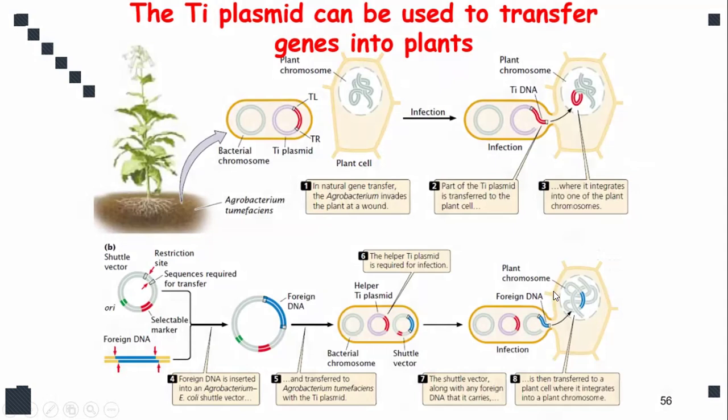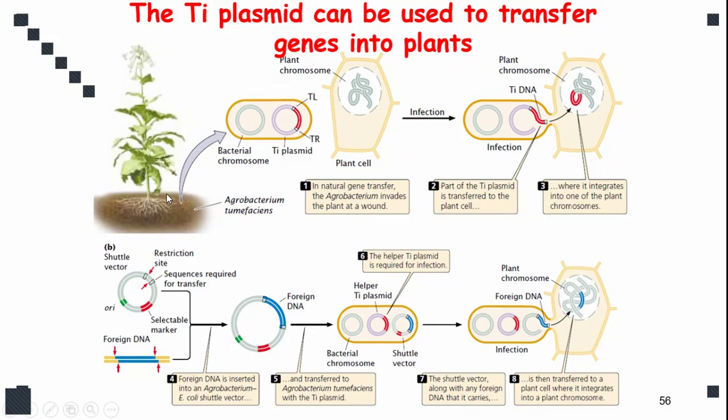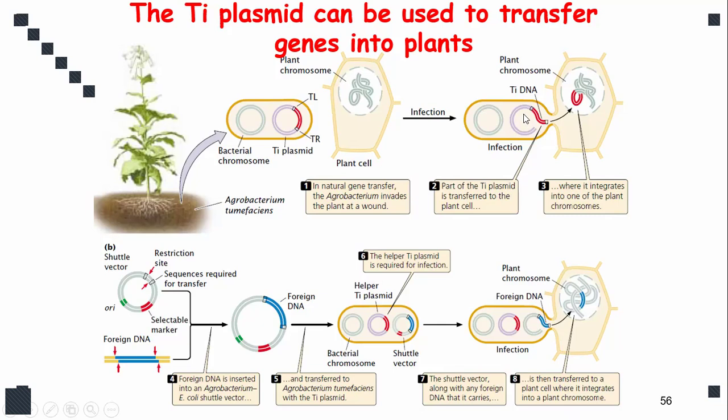So, the Ti plasmid can be used to transfer genes into plants. Essentially, the Ti plasmid is the most popular means by which DNA is vectored into plants. A typical example is captured for you in this cartoon. You have your plant growing, and then Agrobacterium tumefaciens in the soil can affect the root. The bacteria can go into the cell, and you see the cell here, and this is what is called the infection process.